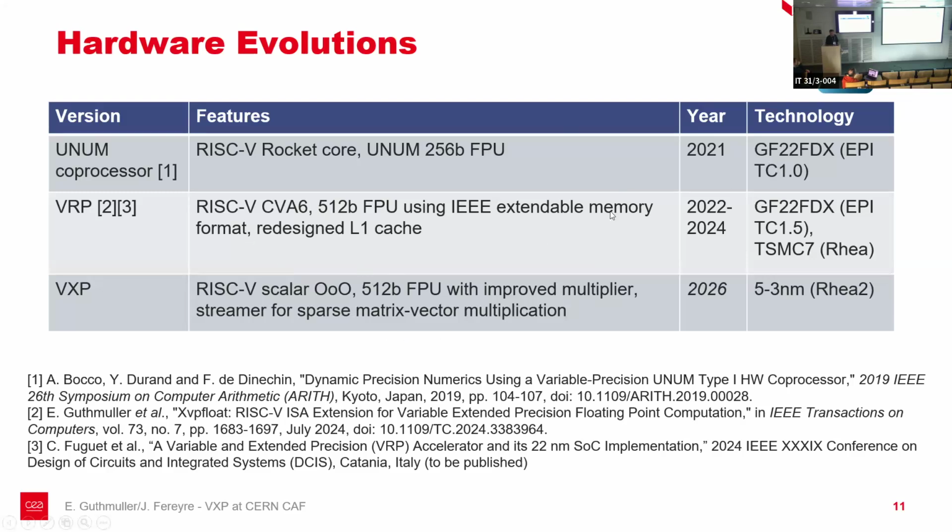And okay, the VRP has been taped out in 2 technologies. The first one, an older node from GlobalFoundries, in a test chip from the European Processor Initiative project. And we will also have the VRP core in the RIA chip from Cyperl, this time in TSMC7, a much smaller node.